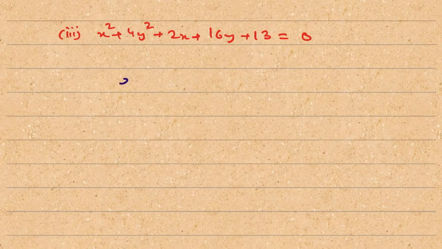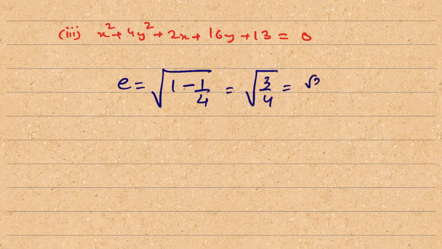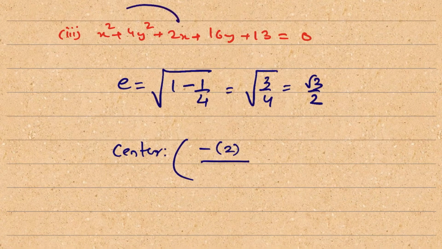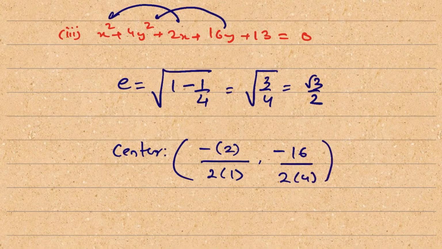So let's take another example. Here in this case, e should be equal to 1 minus smaller by bigger. So we will write this as 3 by 4. So answer should be root 3 by 2. The center for this ellipse will be equal to minus coefficient of x divided by twice of coefficient of x square. Similarly, next is minus 16 divided by 2 times of coefficient of y square. So answer is, this is minus 2 by 2, it is minus 1, and here it is minus 2. So that is the answer.